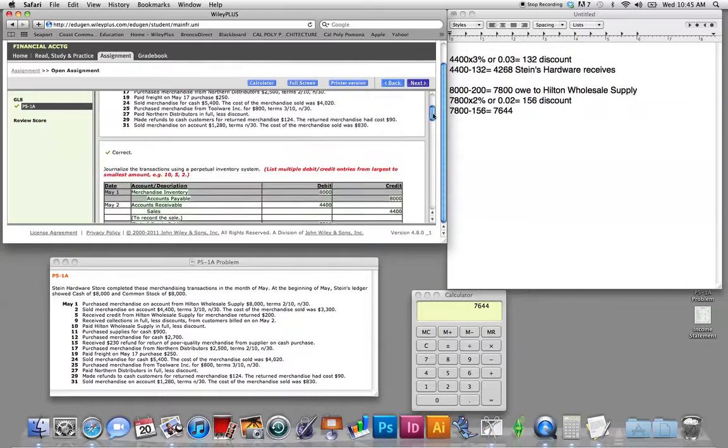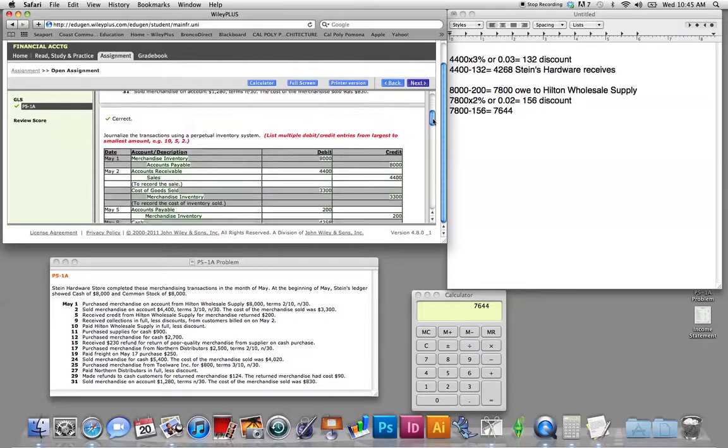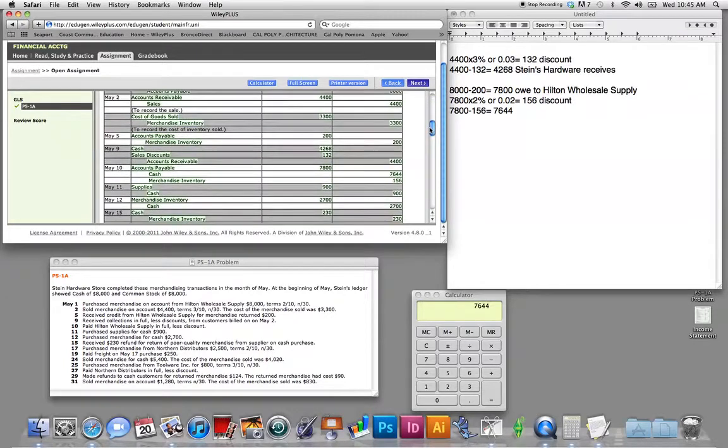So that entry would be on May 15th. We would increase or debit our cash by the amount we're returning, which is $230. And we are decreasing our merchandise inventory, or crediting that account, because we're taking out that poor quality merchandise and returning it for the $230 amount.